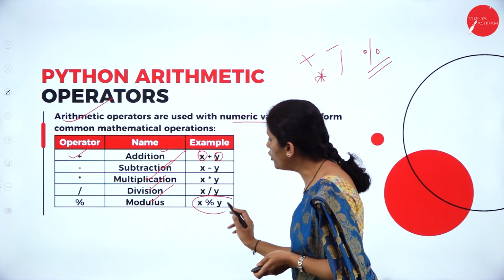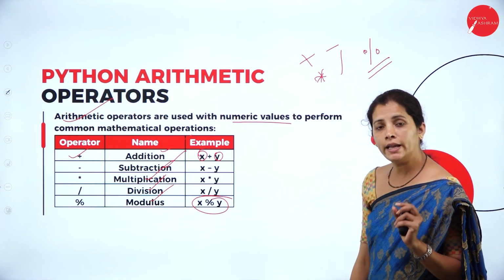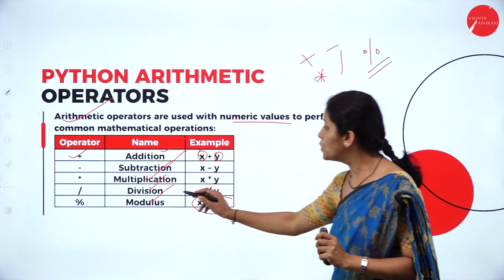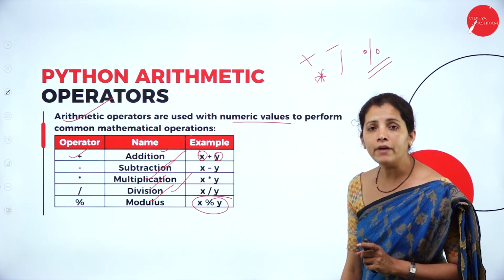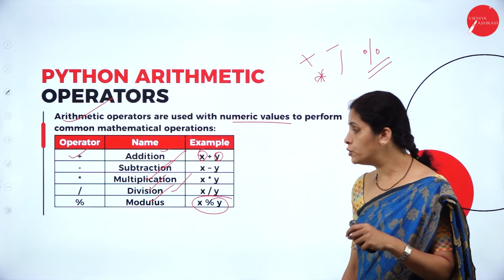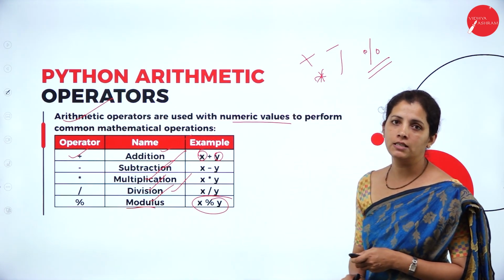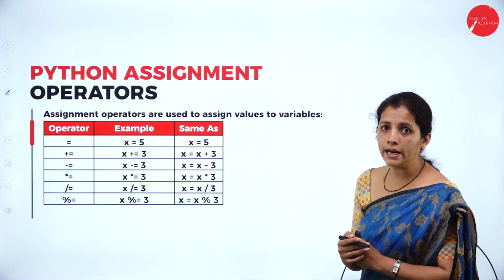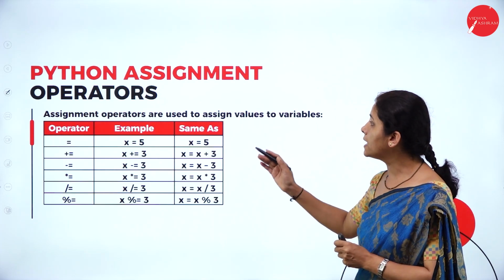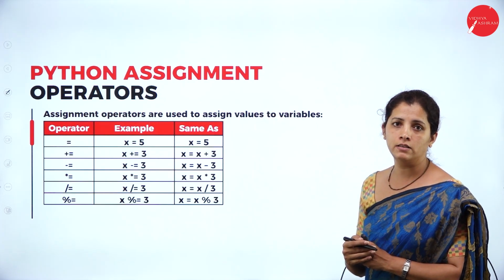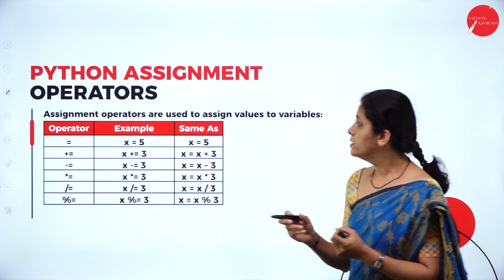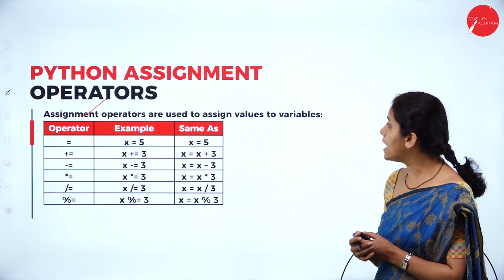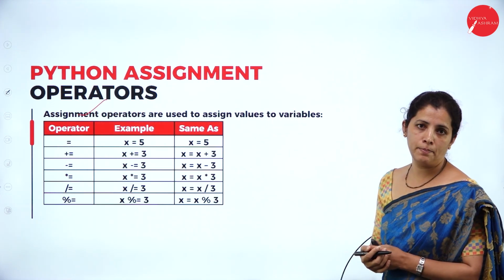So arithmetic operators are used with numerical values to perform common mathematical operations. And what about modulus? If I want the quotient as my output, then I'll go with division. If I want the remainder as my output, then I will go with modulus. Okay, fine. Then what is the other type of operator here? That is the assignment operator. I am assigning the value. So assignment operators are used to assign values to variables.